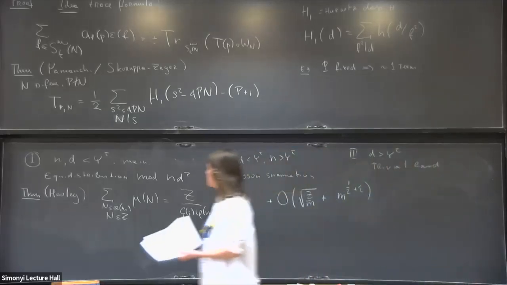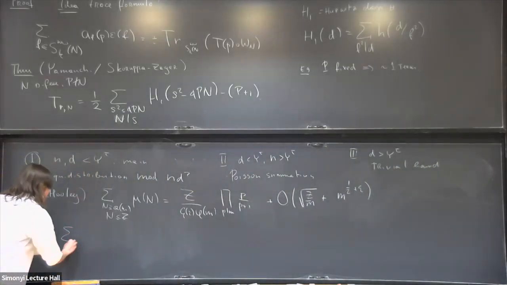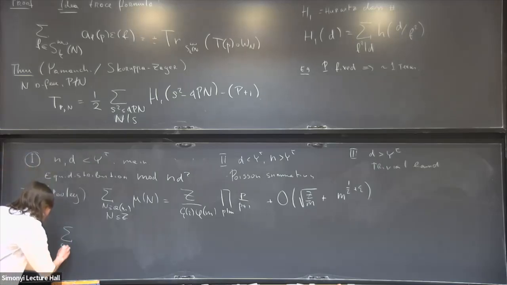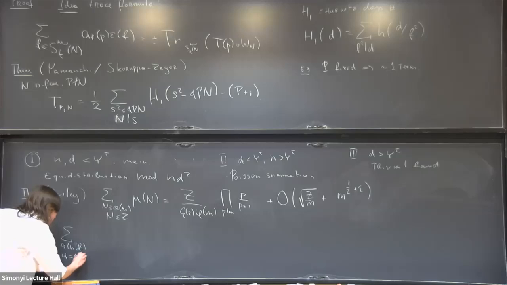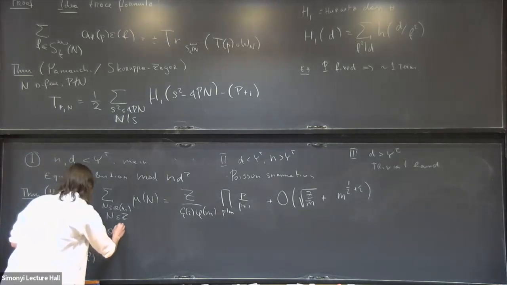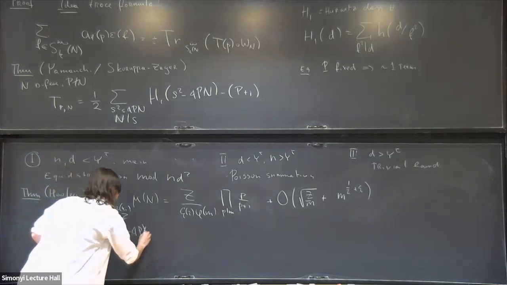Okay, and with this theorem, the idea is now to take this entire sum and break it into congruence classes mod n squared and d squared, which have the correct congruence mod d squared. Take a minus 4p mod d squared.